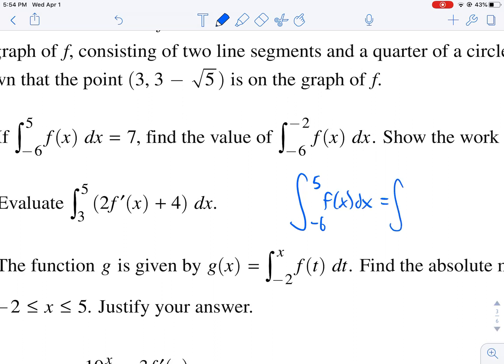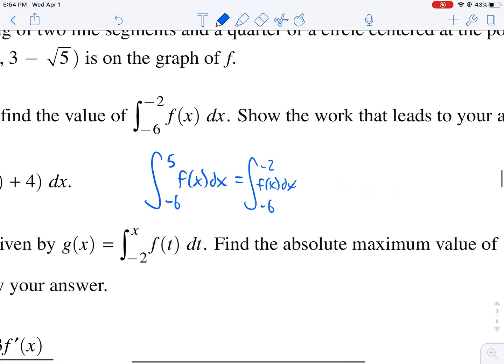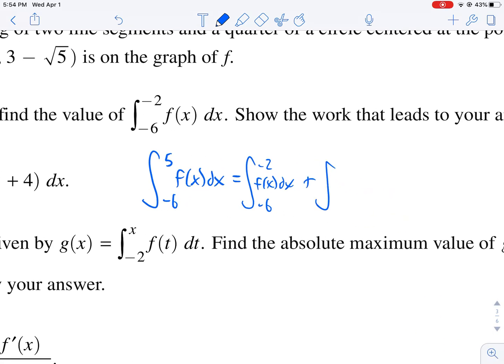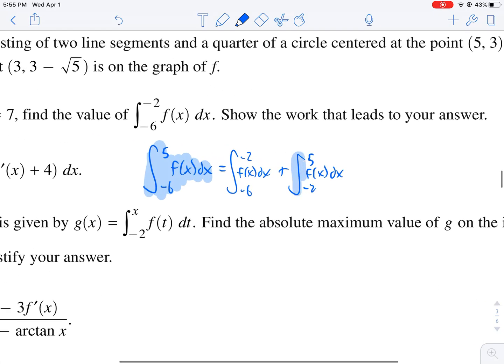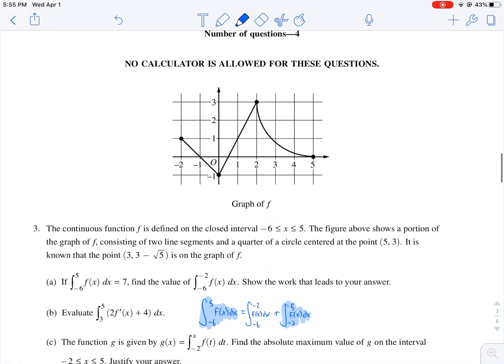That's equal to an integral from -6 to -2 of f of x dx, plus the integral from -2 to 5 of f of x dx. And that's important because this is a given value. They told us that's 7. And this is something we can calculate from areas under this graph.